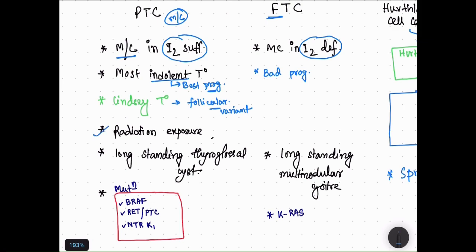When papillary thyroid carcinoma is associated with radiation exposure, please remember it is not that indolent, it becomes aggressive. In the management also, whenever papillary thyroid carcinoma is associated with radiation exposure, we are not going to perform hemithyroidectomy, we have to go for total thyroidectomy.